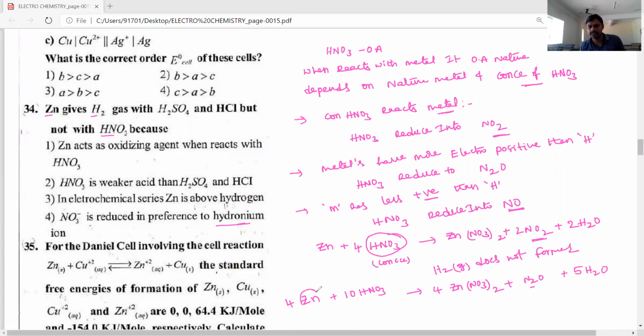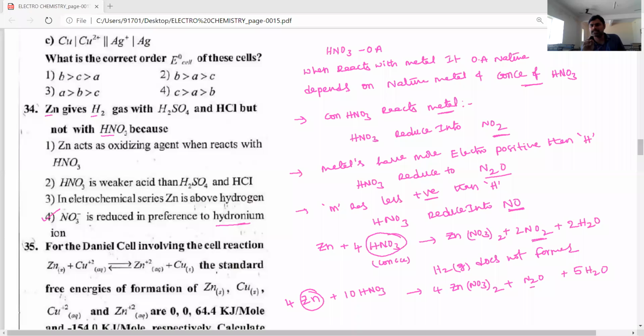This is because zinc is more electropositive than hydrogen atom. So zinc is more electropositive than hydrogen in dilute HNO3. When dilute HNO3 reacts with zinc metal, the HNO3 is reduced into nitrous oxide. Nitrous oxide will form. So the answer is the fourth option.